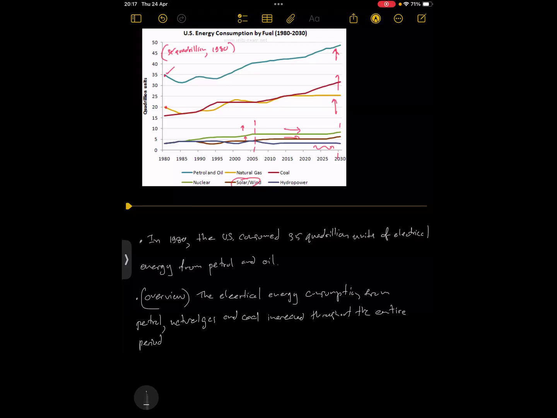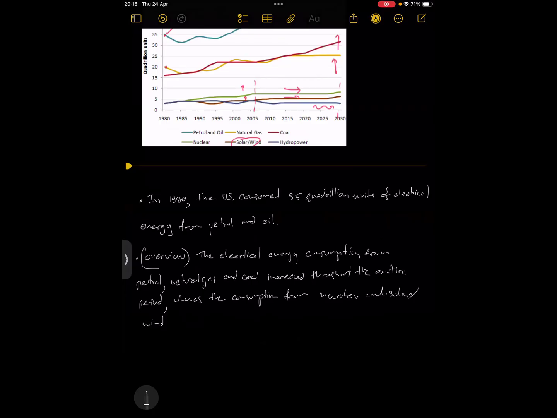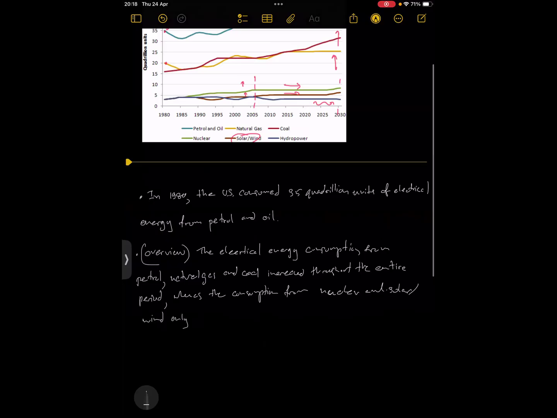Okay, the electrical energy consumption from petrol increases the entire period, whereas the consumption from nuclear and solar plus wind only rose for a short period.